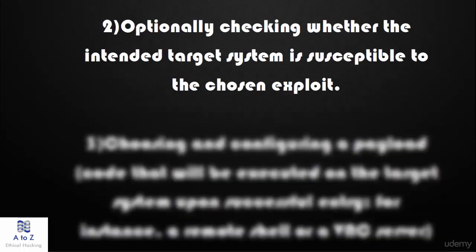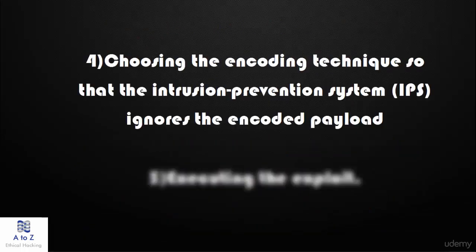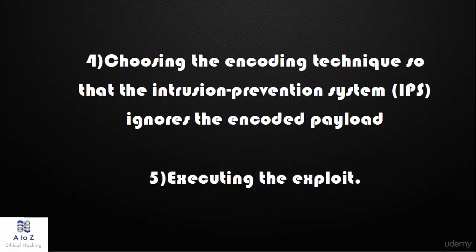Second step, optionally checking whether the intended target system is susceptible to the chosen exploit. Third, choosing and configuring a payload. A payload is basically code that will be executed on the target system upon successful entry, for instance, a remote shell or VNC server. Fourth, choosing the encoding technique so that the intrusion prevention system ignores the encoded payload. And finally, the fifth, executing the exploit.